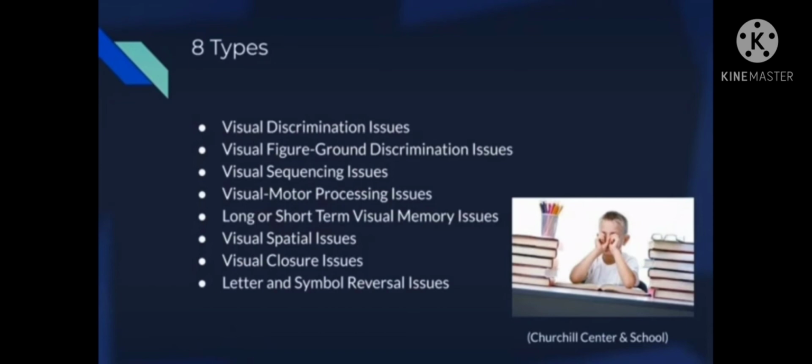Fifth, long or short-term visual memory issues. What is visual memory? It is a short-term memory issue that can keep children from checking what they saw and transferring it to long-term memory, which has serious implications for their ability to learn, especially since so much of what teachers present is visual in nature.